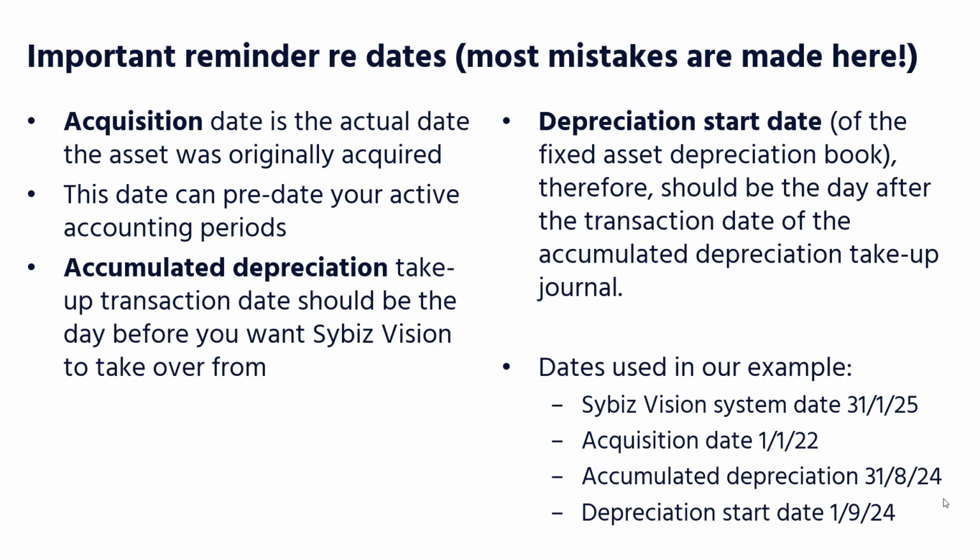So let's just say our Sybiz Vision system date, the default transaction date in our system, was the 31st of January 2025. Our acquisition date for that asset was the 1st of January 2022. We've decided that we want to rerun a bit of depreciation, and so we're backdating our go live a few months to the end of August / start of September. So our accumulated depreciation is entered manually up to the 31st of August, and we're asking Sybiz Vision to take over the depreciation calculations from the 1st of September 2024.